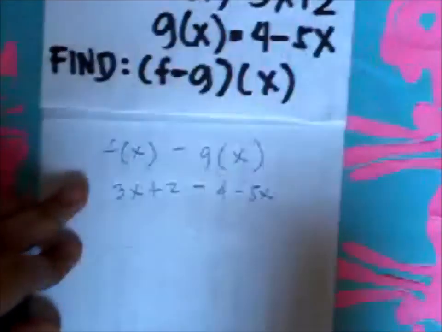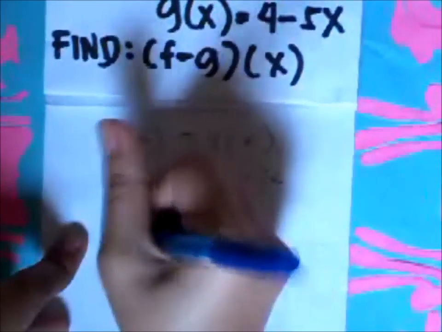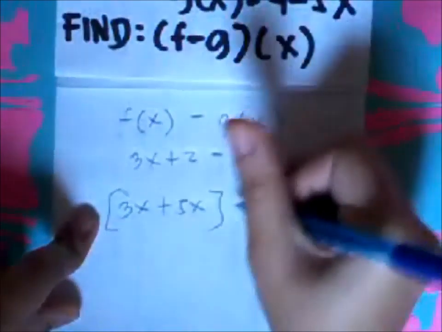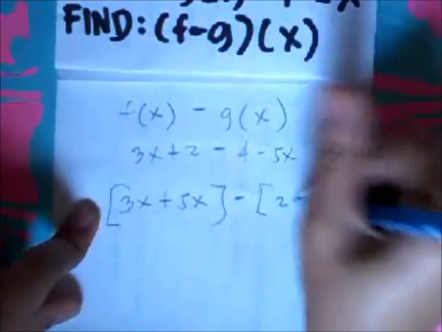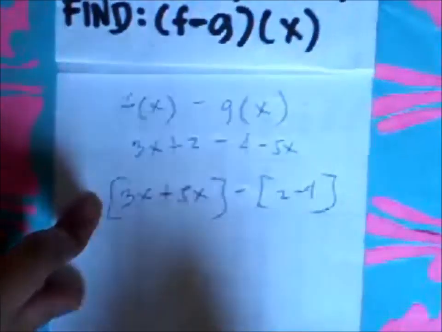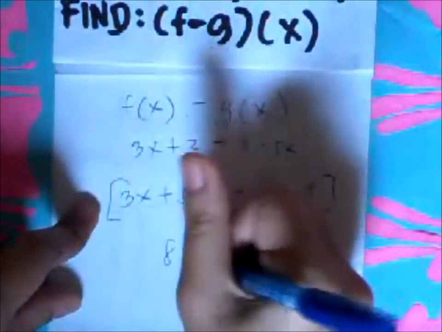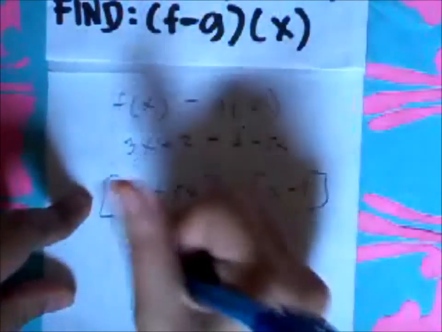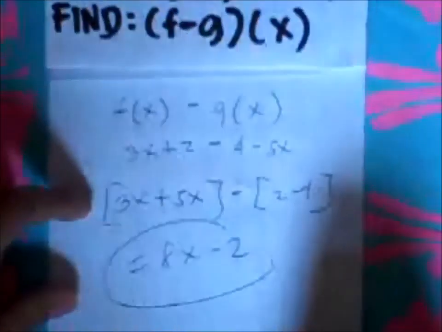Okay, so we would combine the like terms, so that is 3x plus 5x, and minus 2 minus 4. 3x plus 5x is equal to 8x, and 2 minus 4 is negative 2. So 8x minus 2 is our final answer.